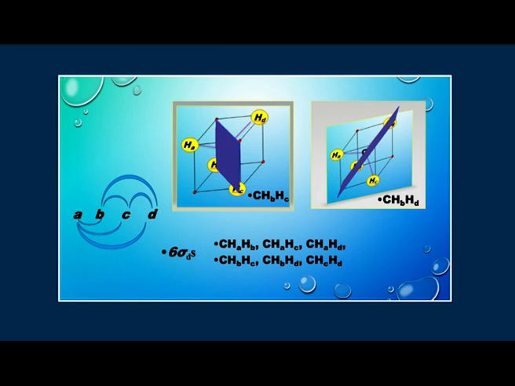2 of them are depicted here. In the figure, you can see the planes C HB HC and then C HB HD respectively. Those planes bisect the other 2 hydrogens, right?